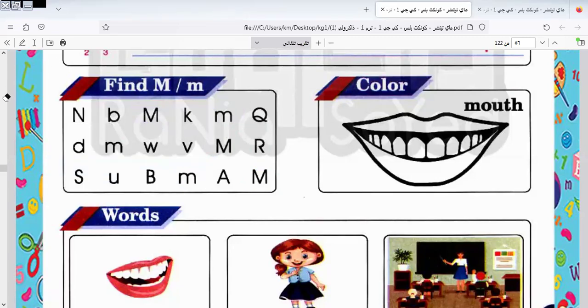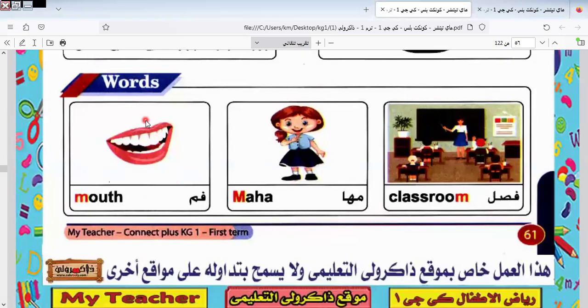Here we have color the mouse. Here is mouse, Maha, and classroom. This is the letter M. Capital M here, small m here. Here is classroom, Maha, and mouse. We have mouse, Maha, and classroom.